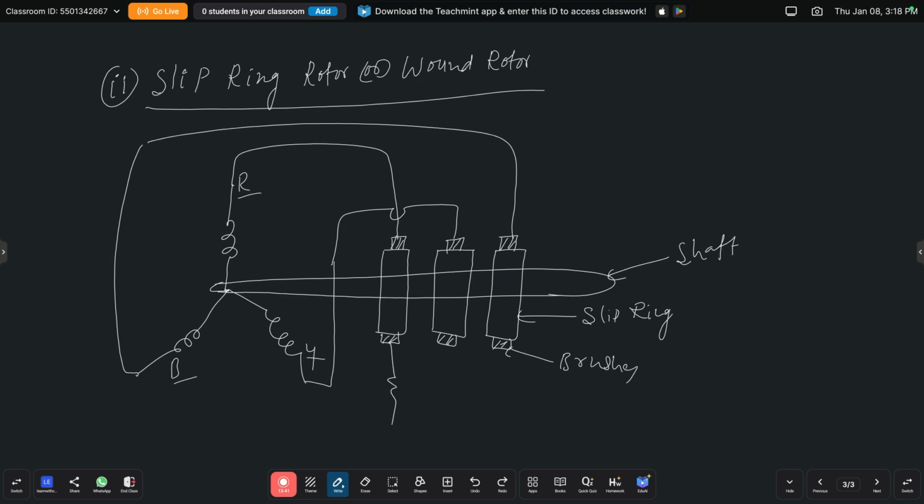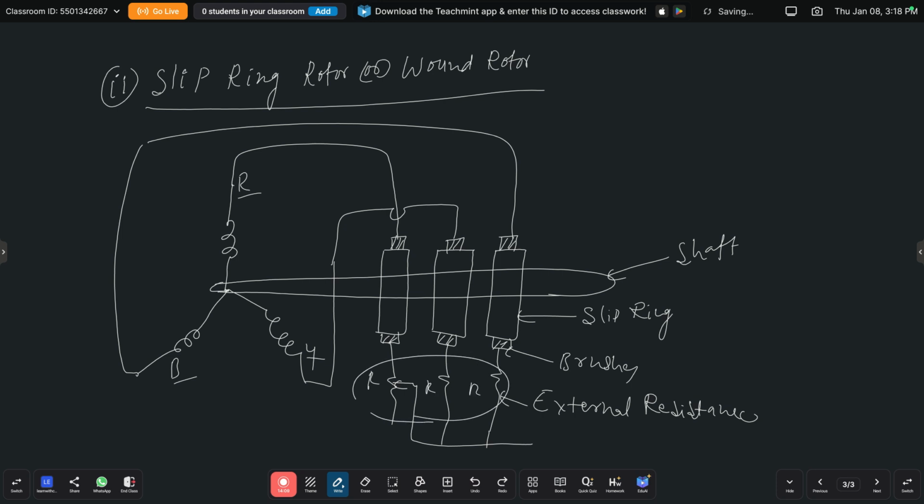these three rotor windings are connected to external resistance through the slip rings. This is the external resistance. This external resistance is connected to the rotor conductors, R phase, Y phase, B phase. These are star connected rotor conductors connected to external resistance through the slip rings.